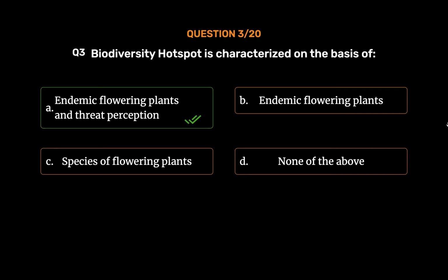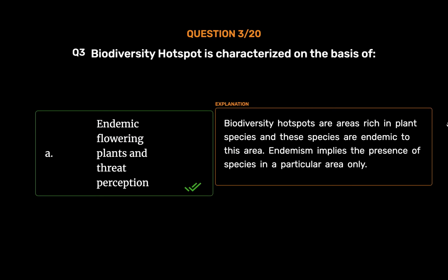Endemic flowering plants and threat perception. Biodiversity hotspots are areas rich in plant species, and these species are endemic to this area. Endemism implies the presence of species in a particular area only.